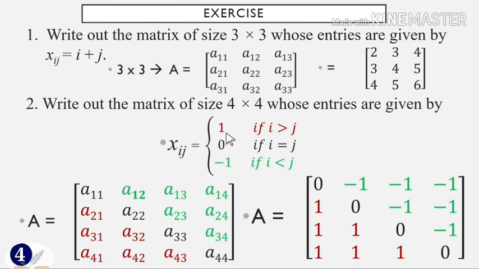So the next condition is: if i is less than j, put -1. So these green ones that we identified fulfill this criteria. So in these green places we have to put -1: -1, -1, -1, -1 and -1. So for this question, to develop a 4x4 matrix using this formula, the final answer will be this.